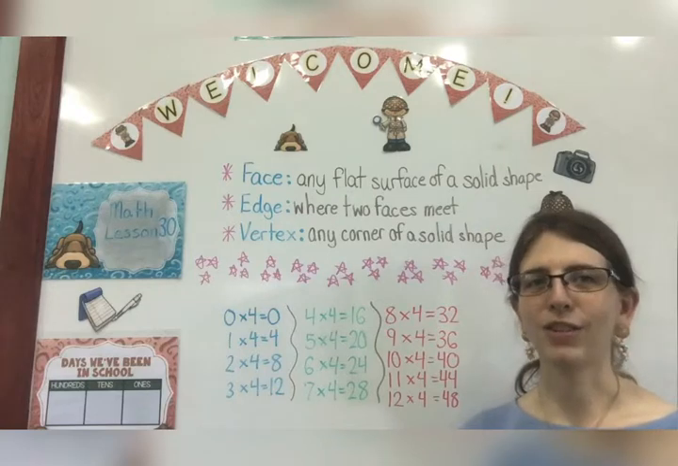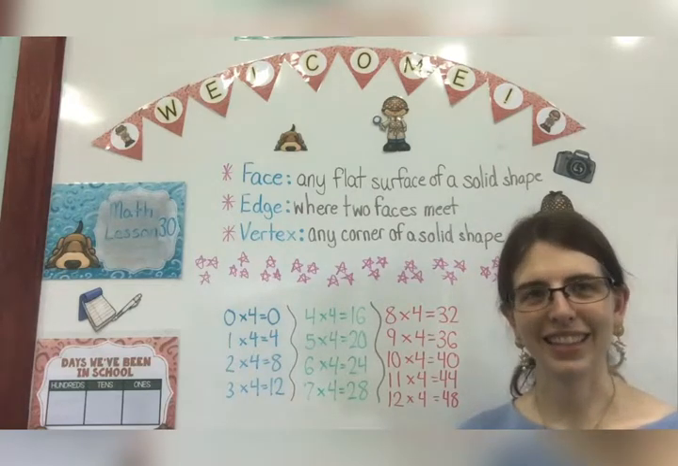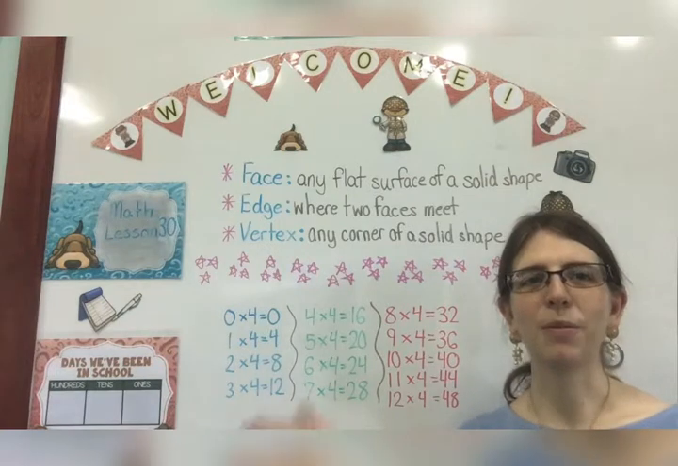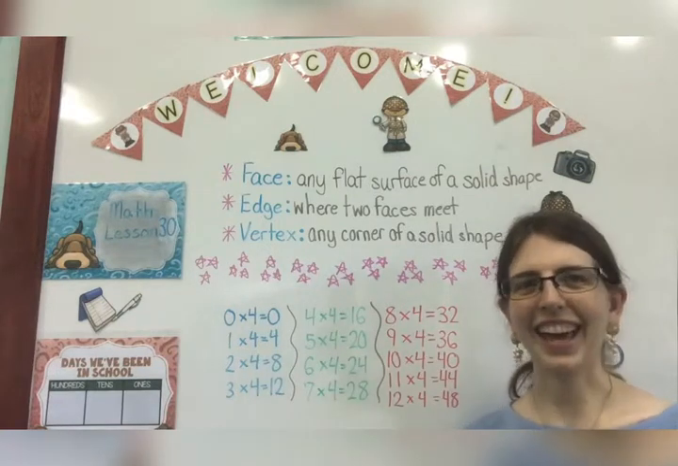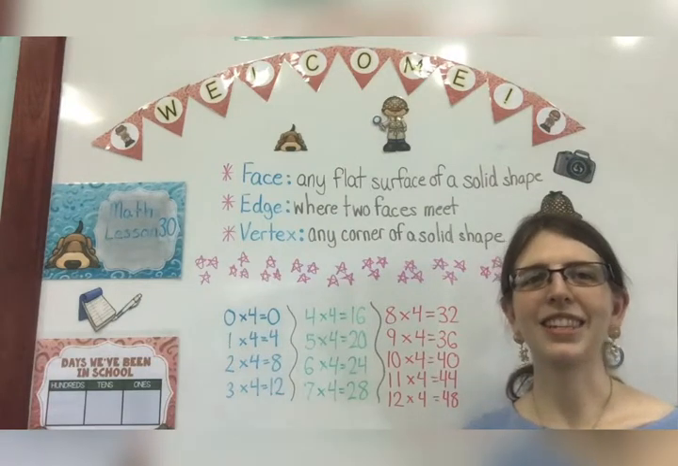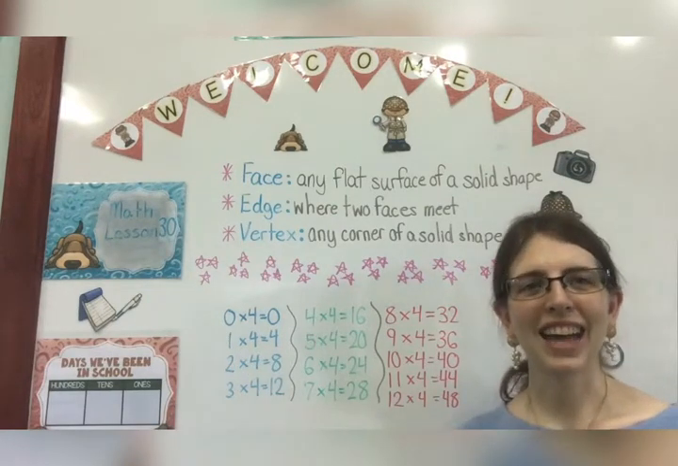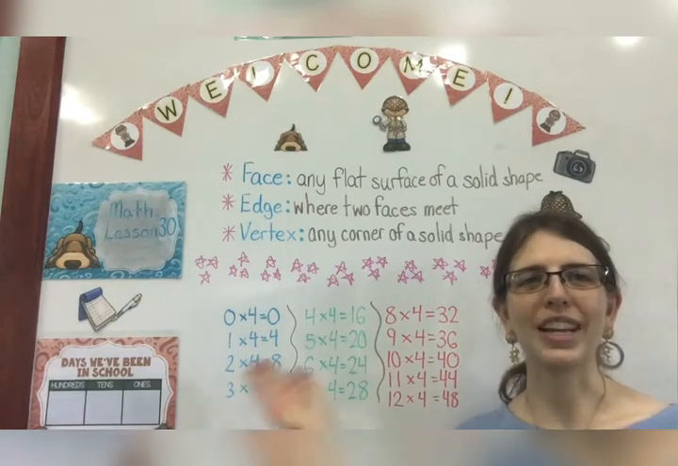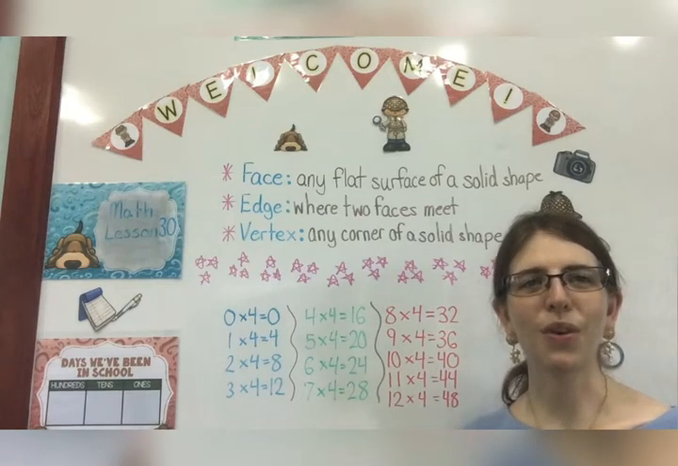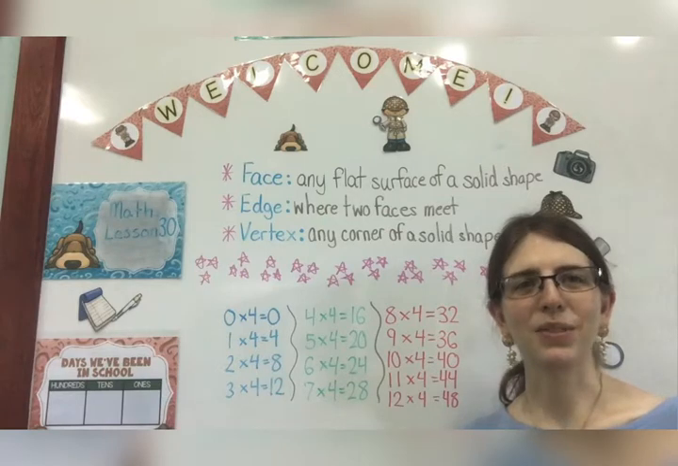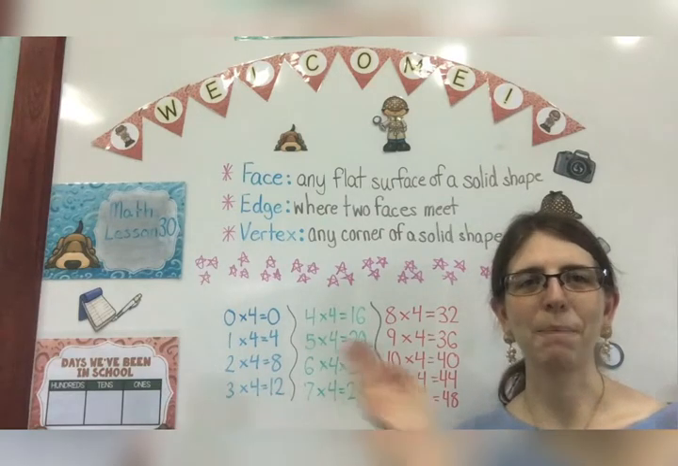to clap after each one, just like this. 8 times 4 equals 32. Ready? Okay, here we go. 8 times 4 equals 32. 9 times 4 equals 36. 10 times 4 equals 40. 11 times 4 equals 44. 12 times 4 equals 48.